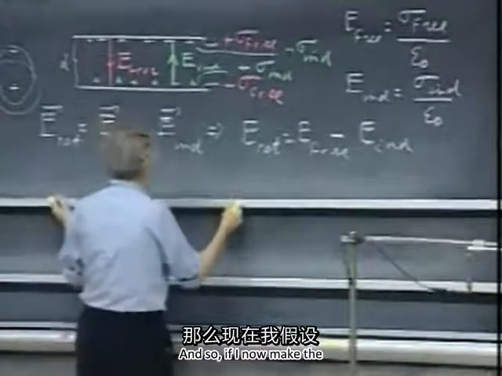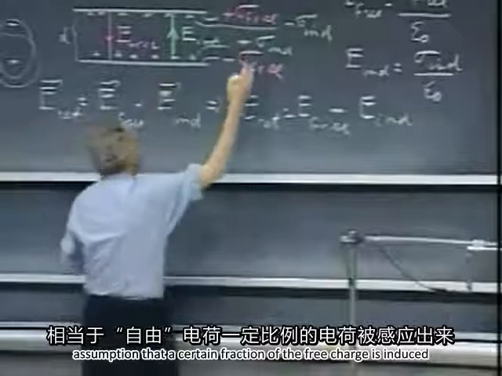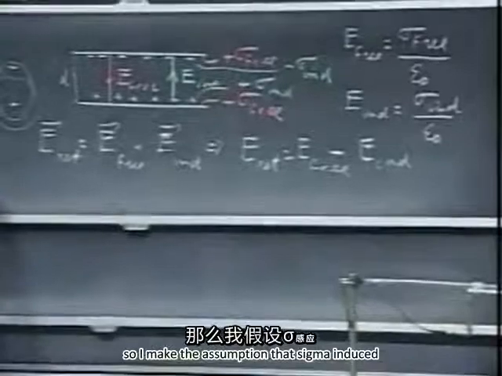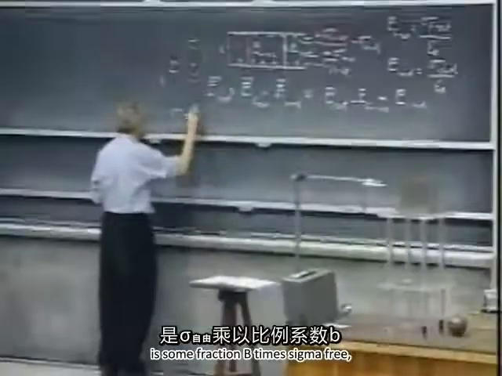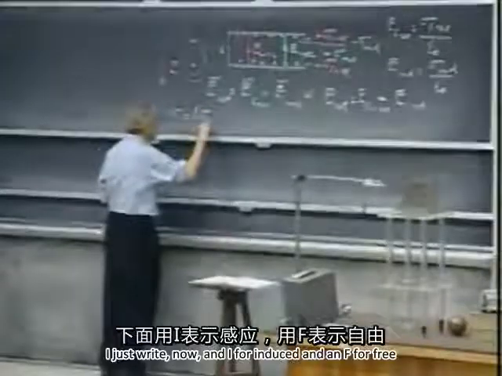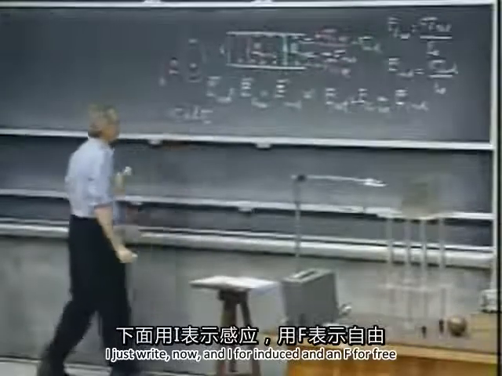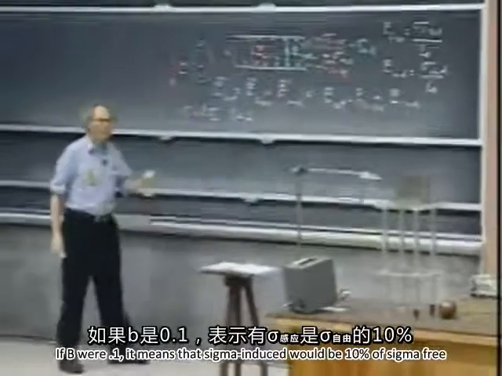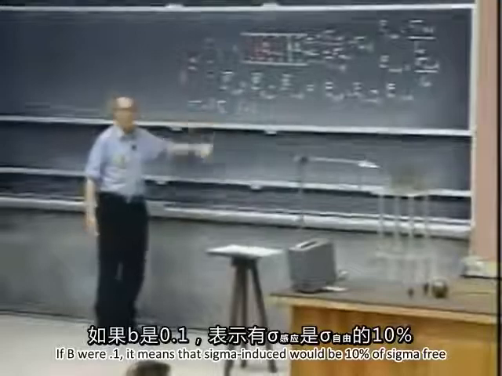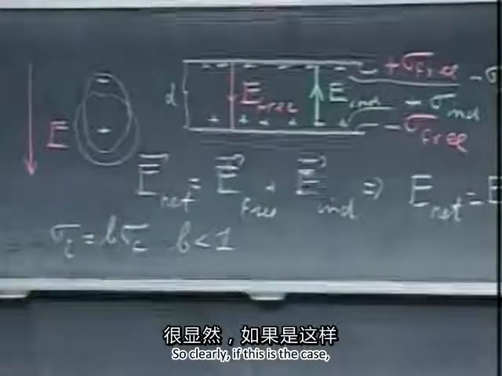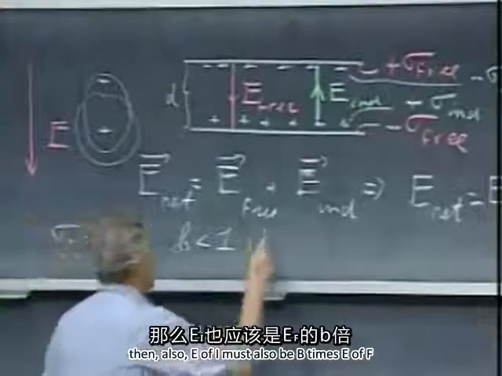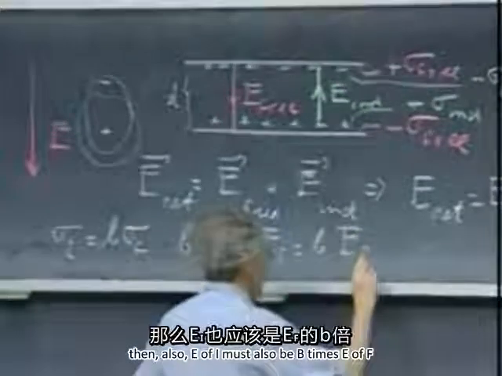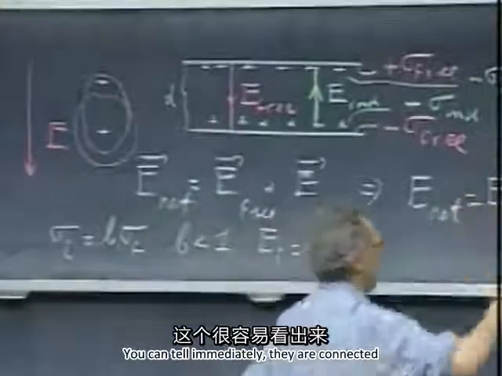And so if I now make the assumption that a certain fraction of the free charge is induced, so I make the assumption that sigma induced is some fraction B times sigma free. I just write now an I for induced and an F for free. B is smaller than 1. If B were 0.1, it means that sigma induced would be 10% of sigma free. That's the meaning of B. So clearly, if this is the case, then also E of I must also be B times E of F. You can tell immediately they're connected.